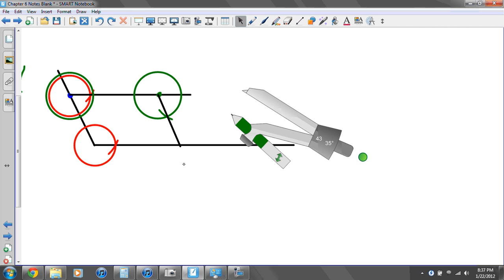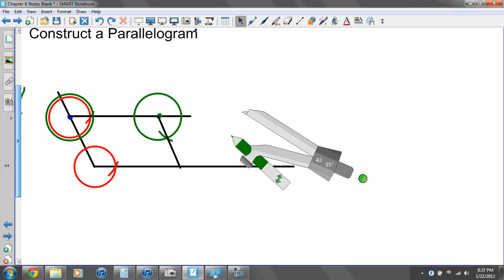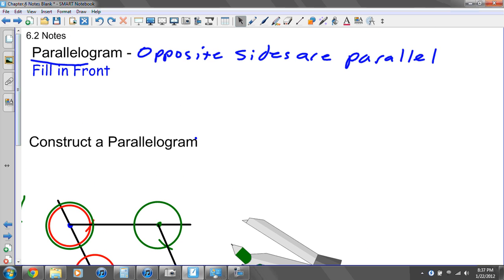And there's going to be a different construction we can do after we find some properties out about parallelograms. But this would be if you only knew that parallelograms had opposite sides that are parallel. This is the construction you would do. So let's start looking at parallelogram properties.